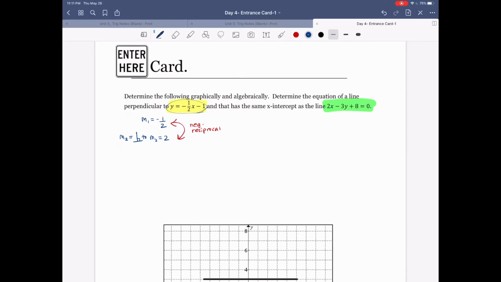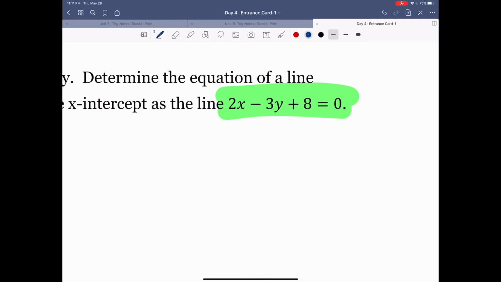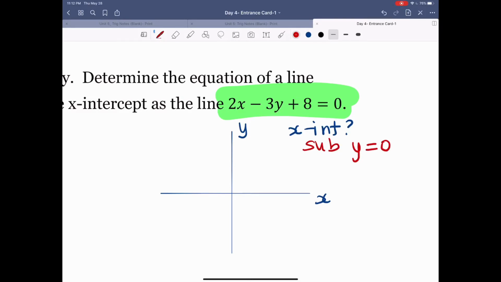And that has the same x-intercept as the line. So I want to grab the x-intercept from this. So how do I find it? Well, think about what an x-intercept is. This is my x, this is my y. And my x-intercept has to lie along here. And notice that my y value is always going to be 0 there. So what is my x-intercept? Well, I have to sub y equals 0.